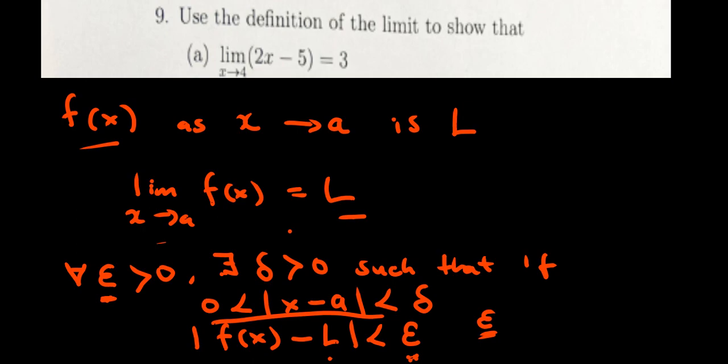Okay, let me erase this part. Okay, so my limit in this case, that which we are showing, is this one. Let me write it as the limit as x approaches 4 of 2x minus 5 is equal to 3. So let us use the definition now.